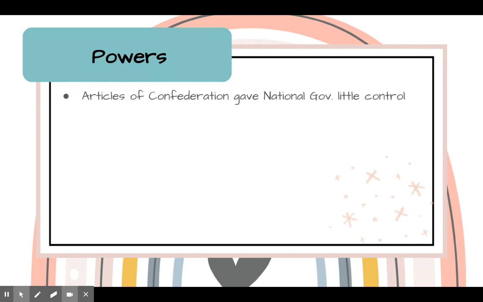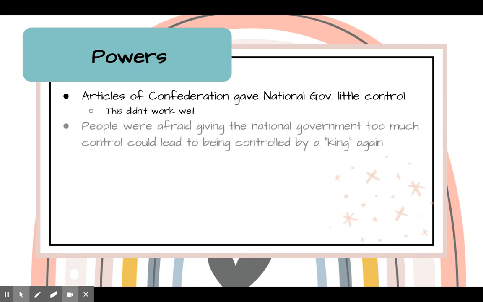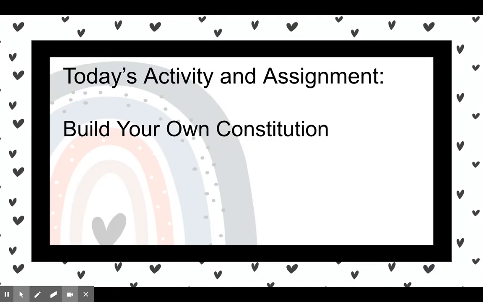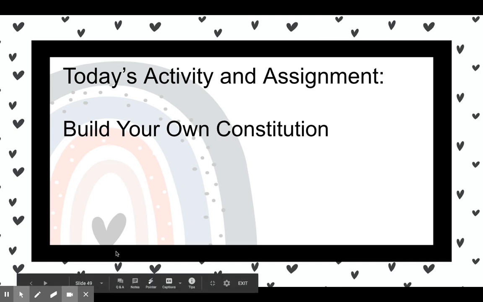So the powers: under the Articles of Confederation, the national government again had little control. People were afraid of having a national government with too much power, being controlled by a king again. But they decide that it'll be shared. So the states have some power and the government has others. So tomorrow you will work on building your own constitution.